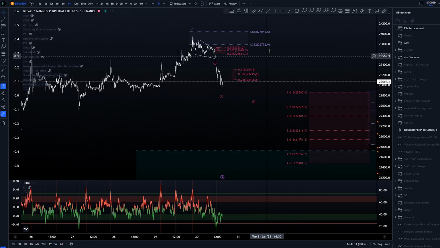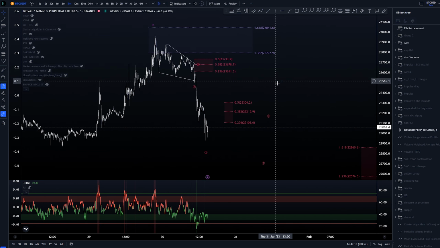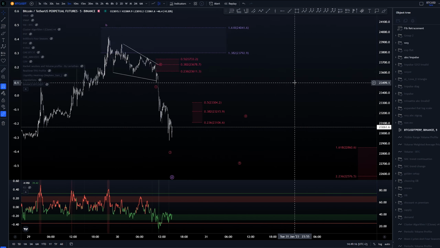Today again we had this dump when the S&P 500 started to dump today. Not this much, but again it definitely had confluence for Bitcoin as well.